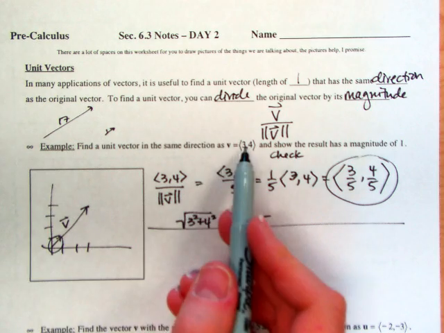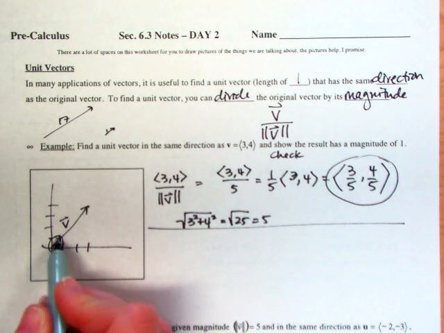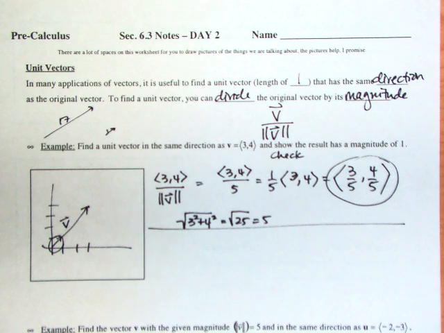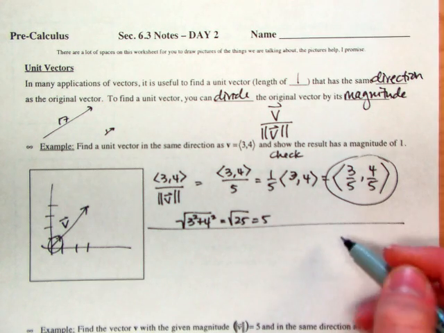And just to check, this vector went over 3, up 4. This is going to go over 3/5 and up 4/5. So I'm in the same general area. If all of a sudden I had started pointing the other way, we'd know we had done it wrong. So at least I'm going in the right direction.